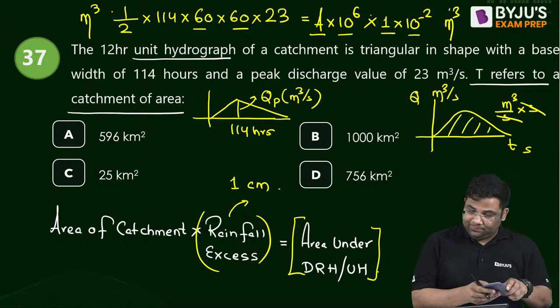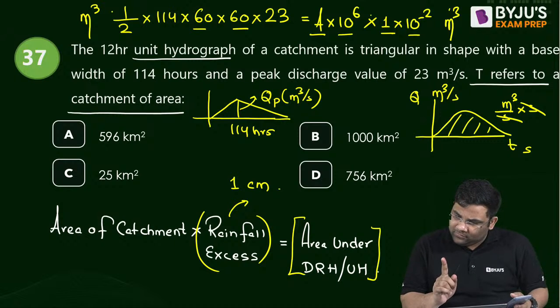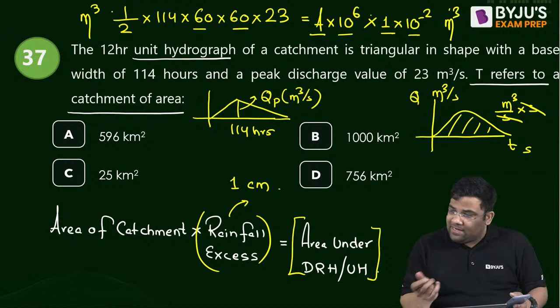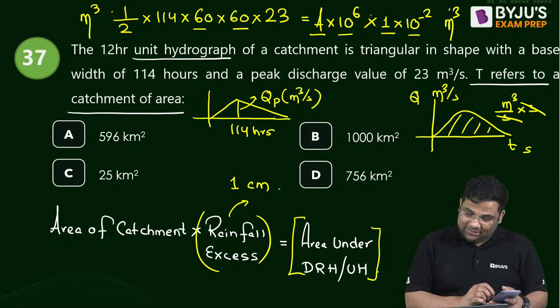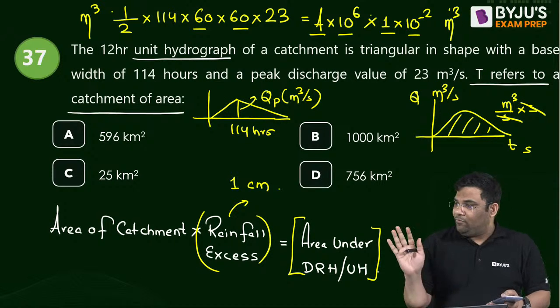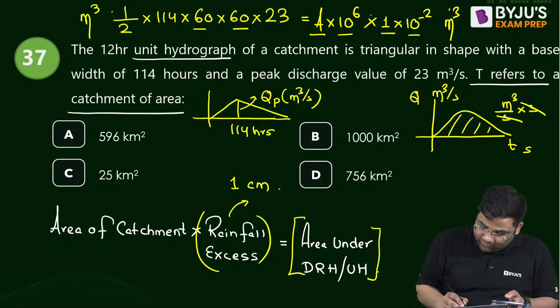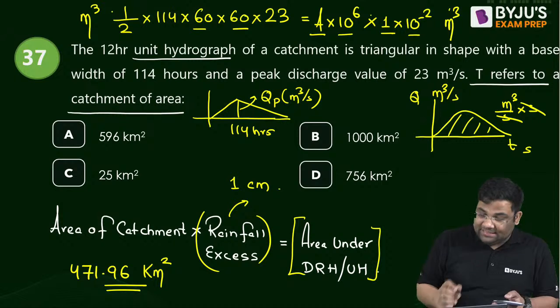Okay, let me just check. Triangular in shape, there might be some misprinting of data. Yes, some misprinting happened. But you're getting 471? Okay, then let us answer this as 471. There might be some misprinting, okay? Sometimes it happens, we misprint, okay? But the concept is this.